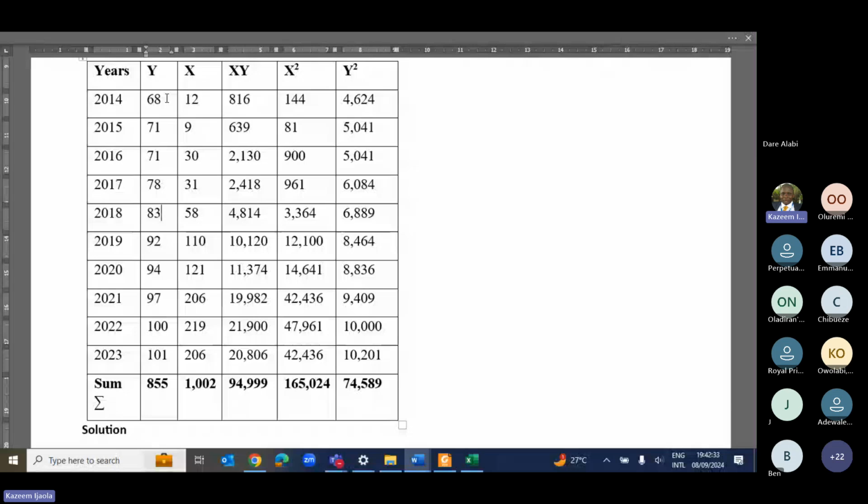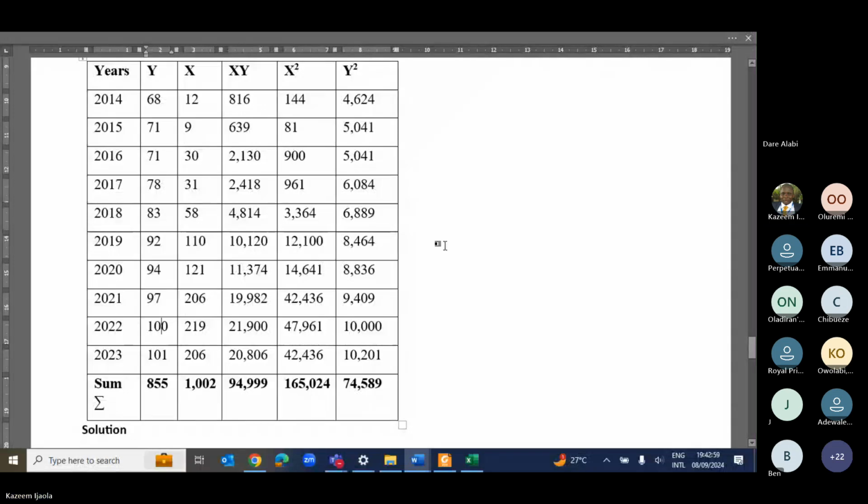83 square, 6889, 92 square, 8464, 94 square, 8836, 97 square, 9409, 100 square, 10,000, 101 square. This is correct. Y square is correct.